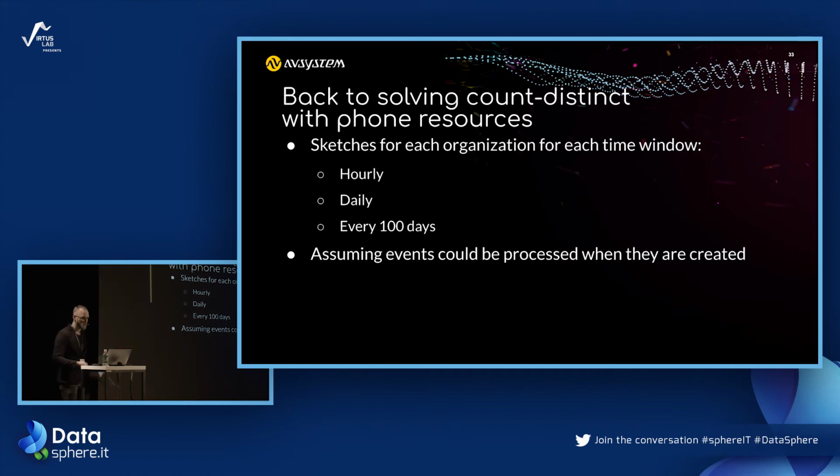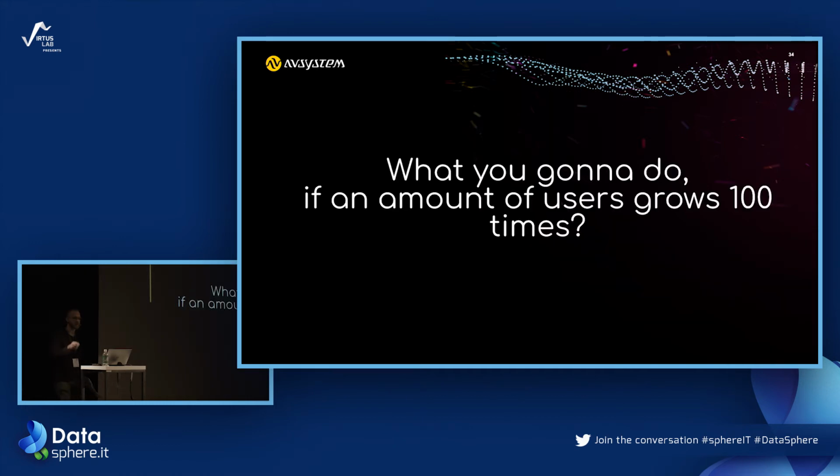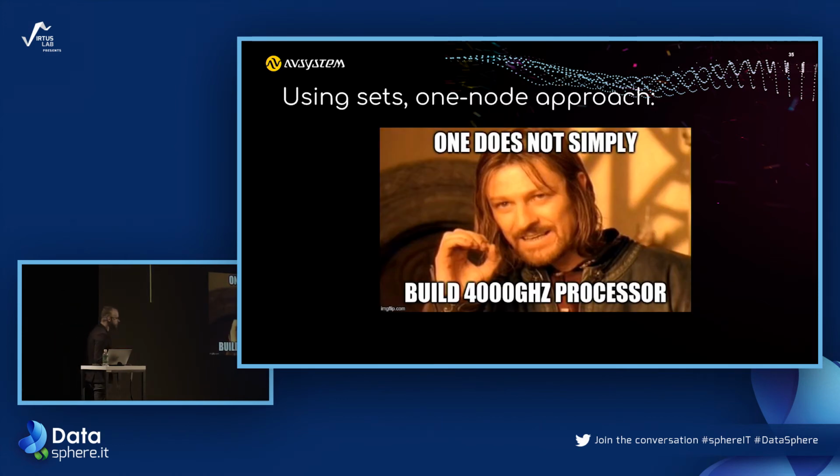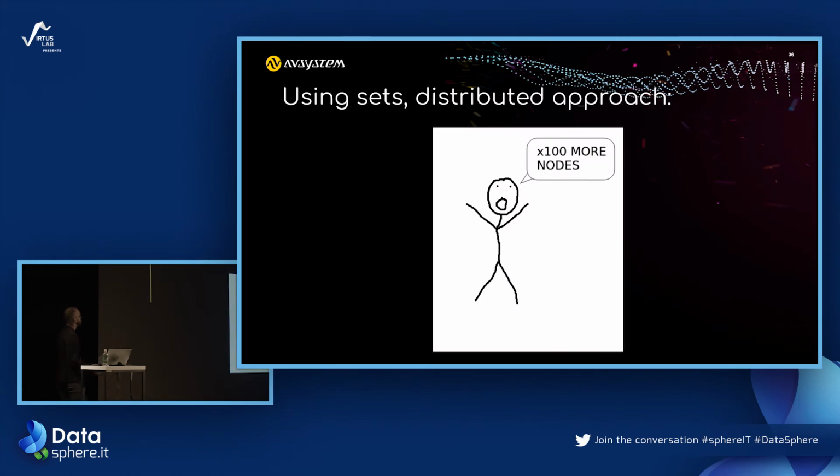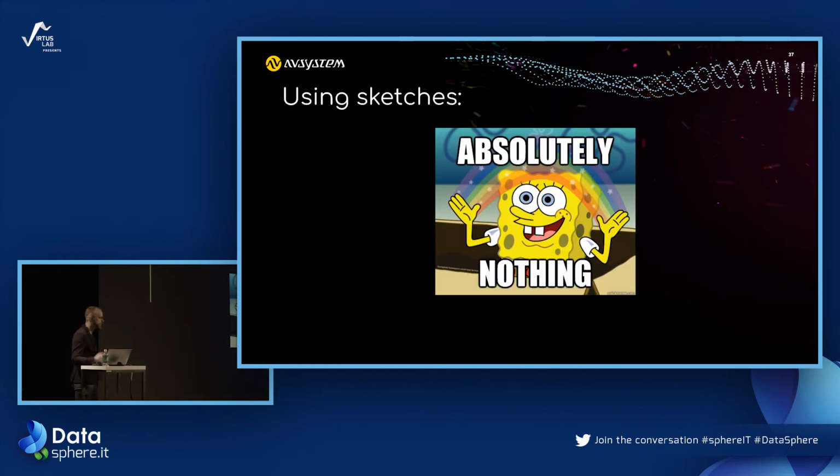So, great. And what are you going to do if the number of users grows 100 times? In the first approach, you have to wait and wait, and wait, and wait, or build some 100 times more powerful hardware. In the distributed approach, also using sets, not a problem. You only need 100 more nodes. And using sketches, yeah, absolutely nothing, because sketches are orders of magnitude smaller than the data they represent.